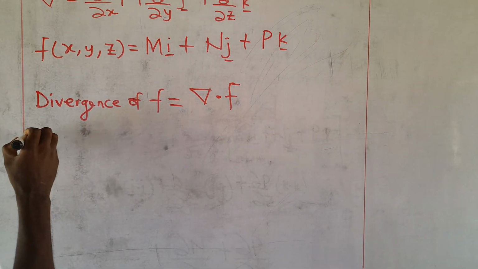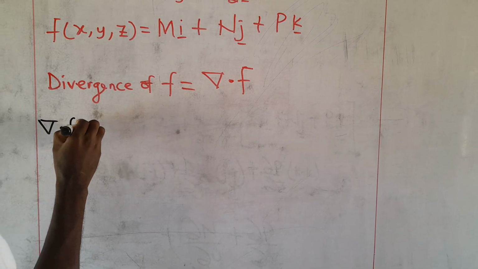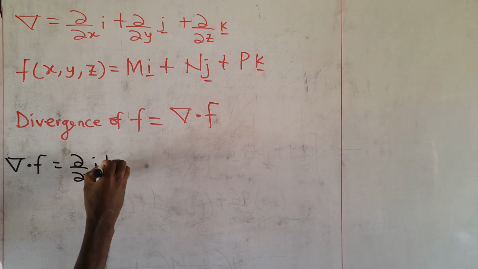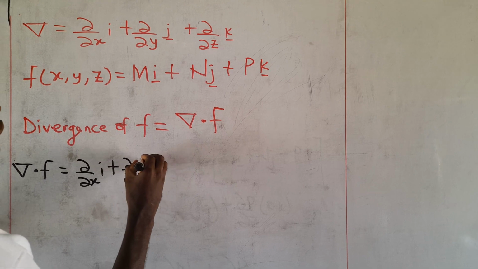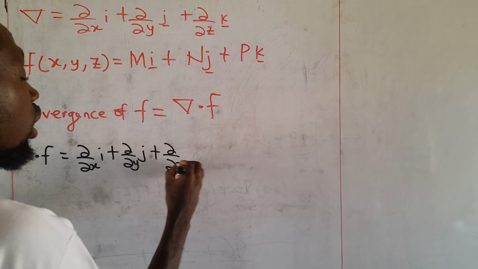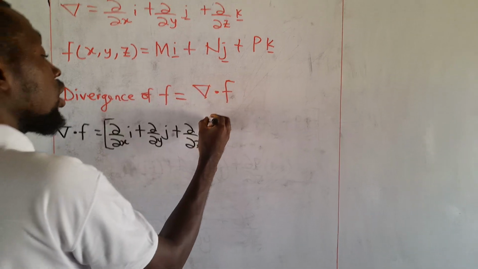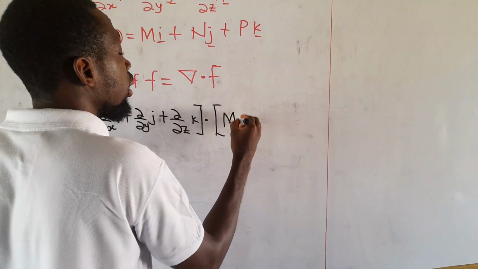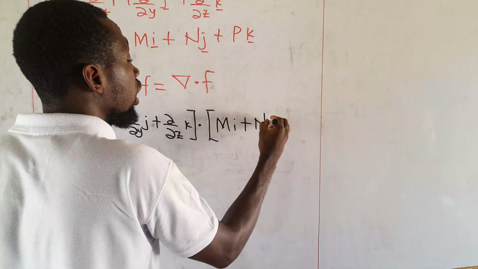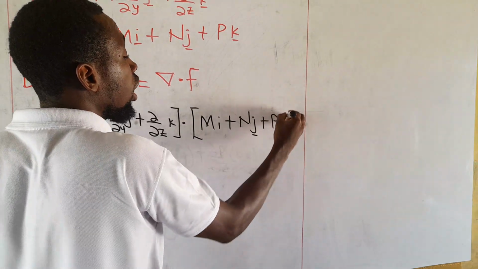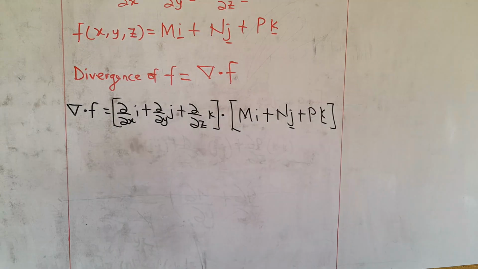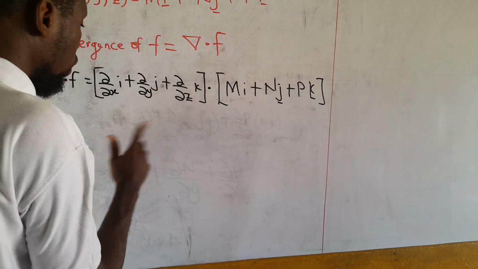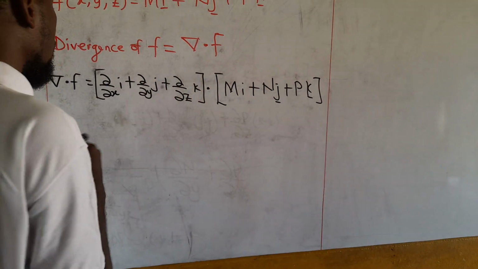And how do we do that? So we can say del dot F will be equal to, what's the differential operator? ∂/∂x i plus ∂/∂y j plus ∂/∂z k, dot the vector field, which is M in the i direction plus N in the j direction plus P in the k direction. So what do we do? Remember how to find the dot product of two vectors. The i directions will dot, the j directions, then the k directions, in that order.